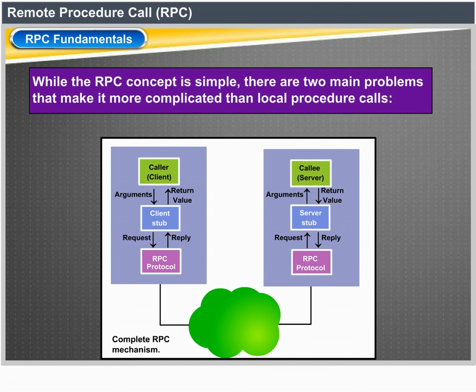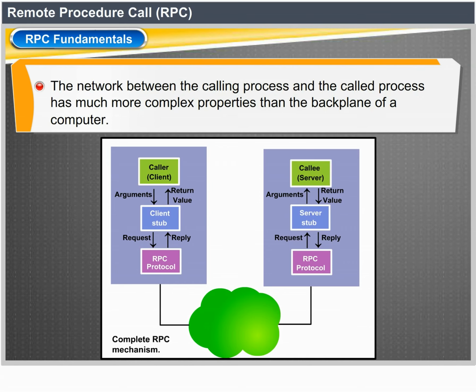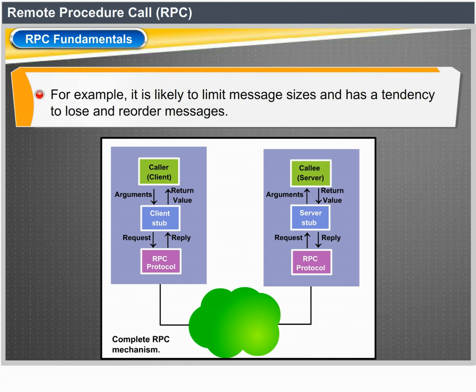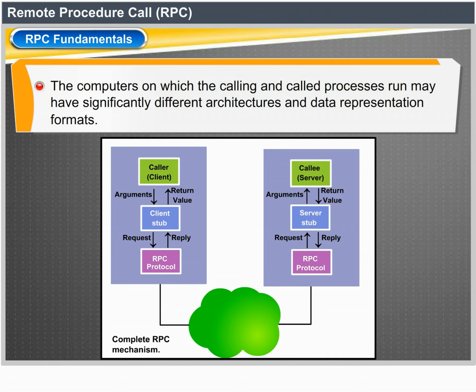While the RPC concept is simple, there are two main problems that make it more complicated than local procedure calls. The network between the calling process and the called process has much more complex properties than the backplane of a computer. For example, it is likely to limit message sizes and has a tendency to lose and reorder messages. The computers on which the calling and called processes run may have significantly different architectures and data representation formats.